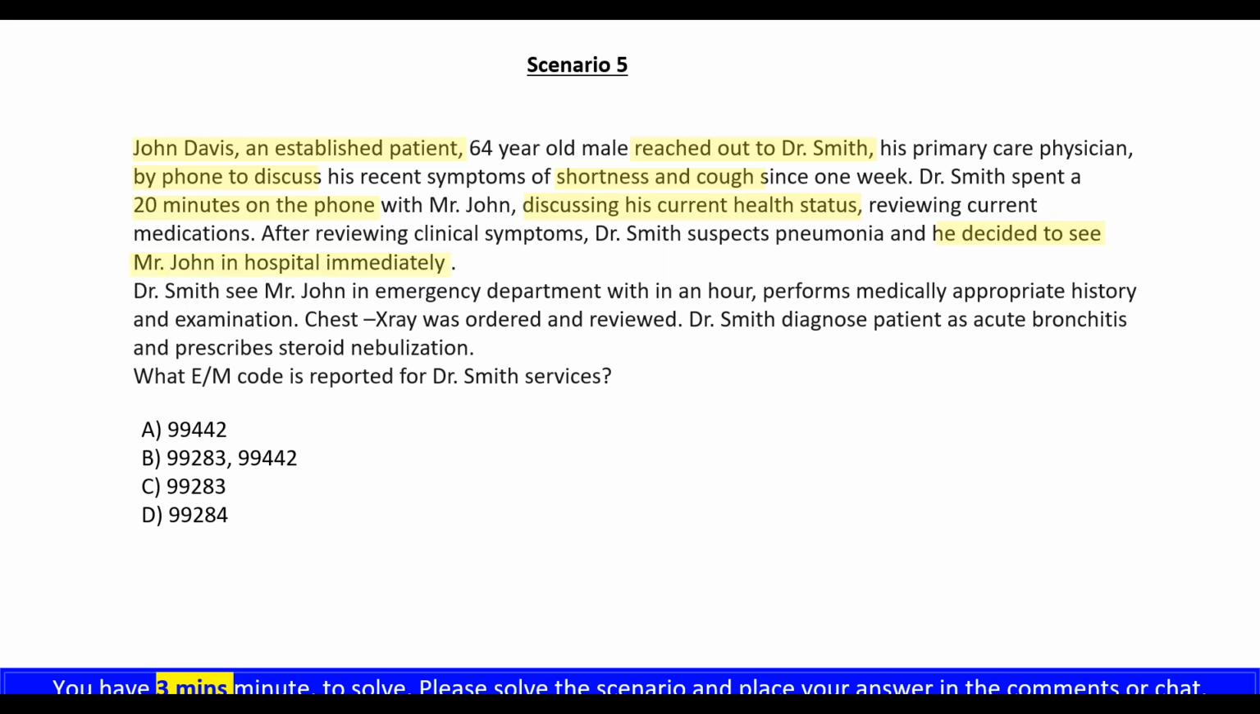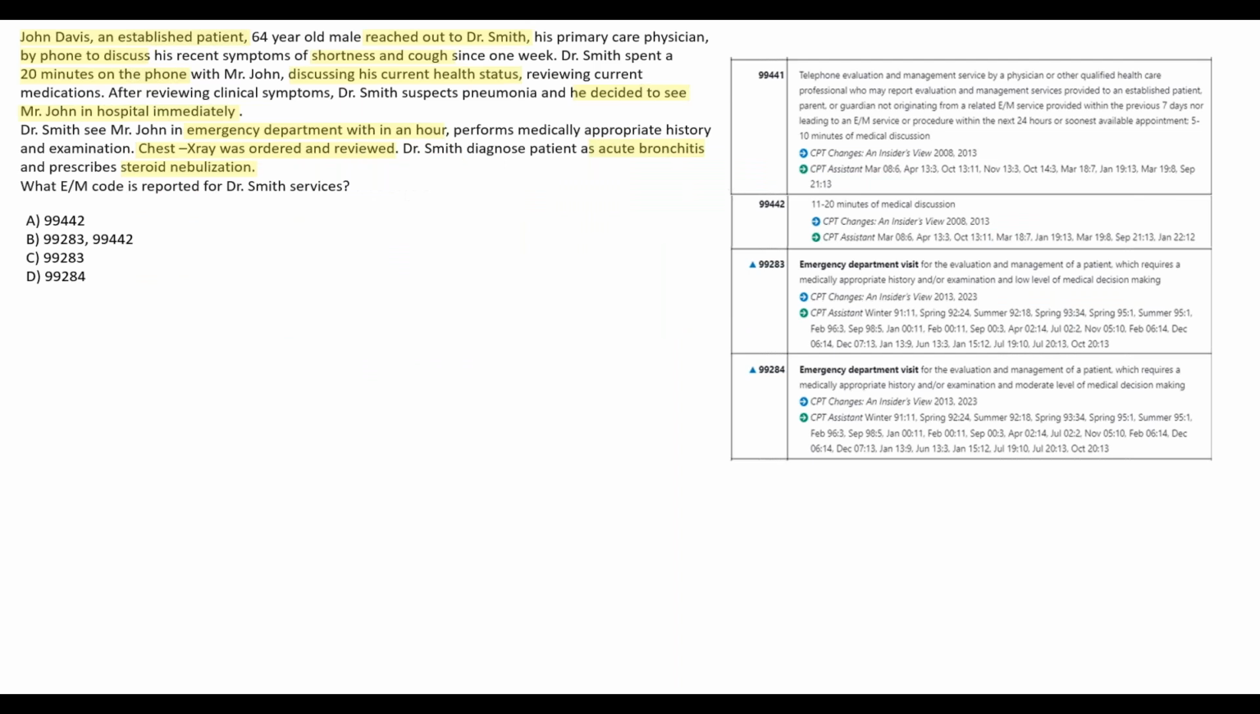He decided to see Mr. John in hospital immediately, and Dr. Smith sees Mr. John in the emergency department within an hour, and performs a history and examination. Chest x-ray was ordered and reviewed. Dr. Smith diagnosed the patient as acute bronchitis and prescribes steroid nebulization. So what E&M service is reported for Dr. Smith's services?